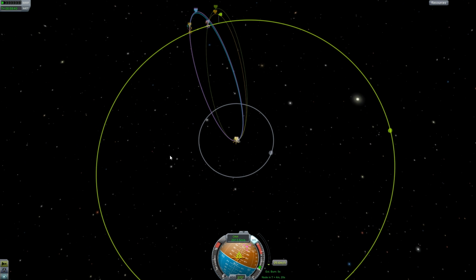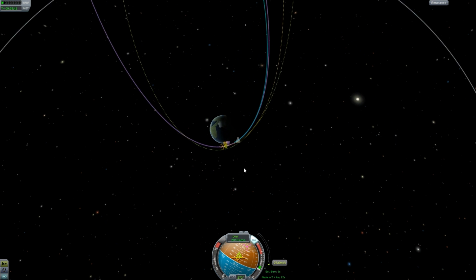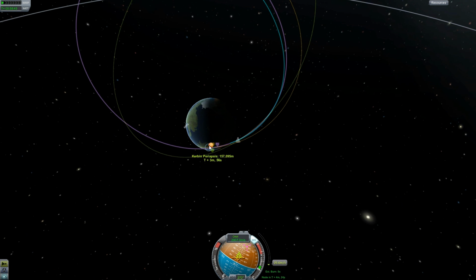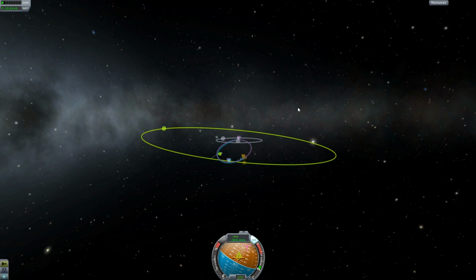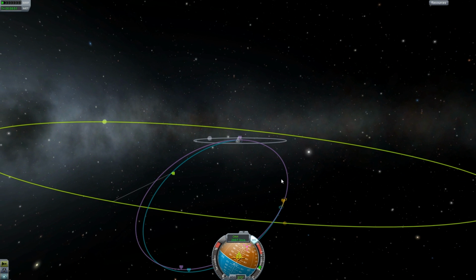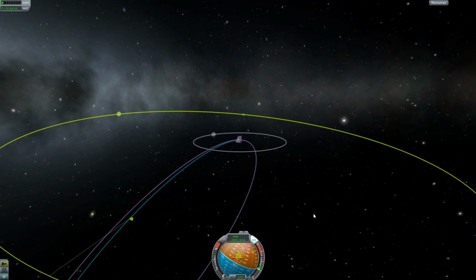So now I'm back, and as you see, I have made a rendezvous. What I'm going to do is cancel my node, and now my rendezvous is 1.8 million meters away.